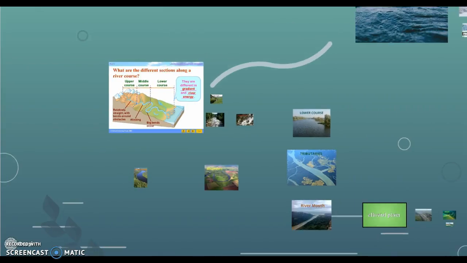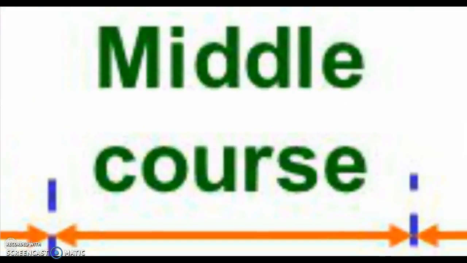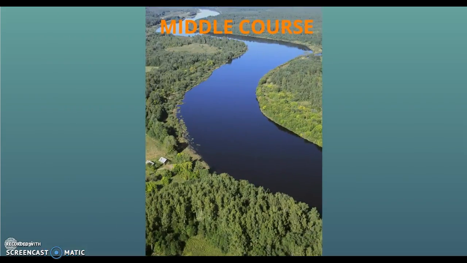Okay, and now we are going to see the middle course. What is it about the middle course? Okay, it's much flatter than the upper course. It's flatter, and the waters are flowing more slowly. It doesn't have steep slopes, so it's slower, and transports the same material, such as stones, but less rapidly because it's slow.